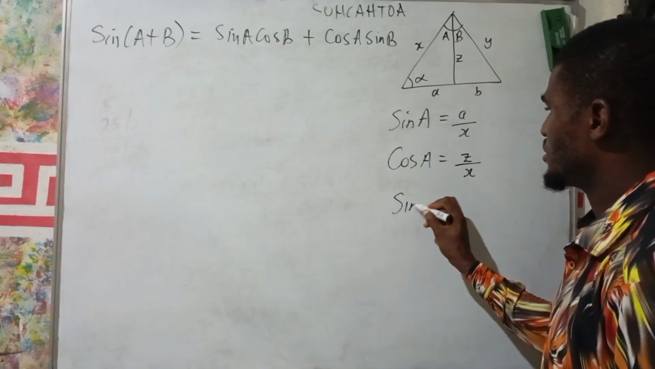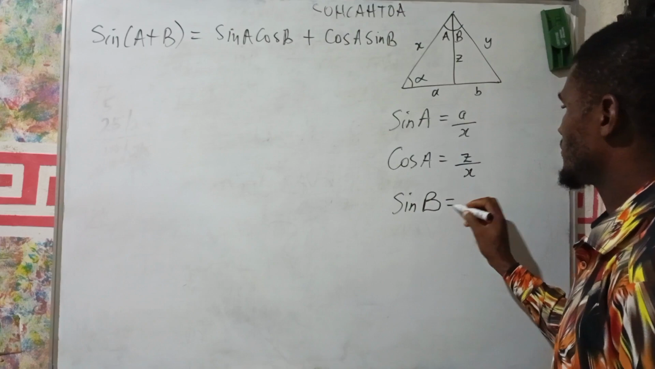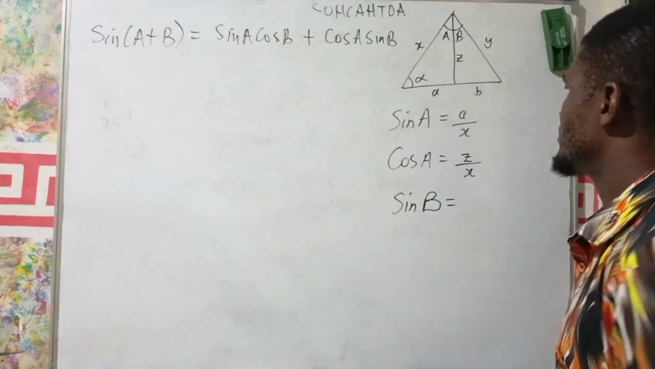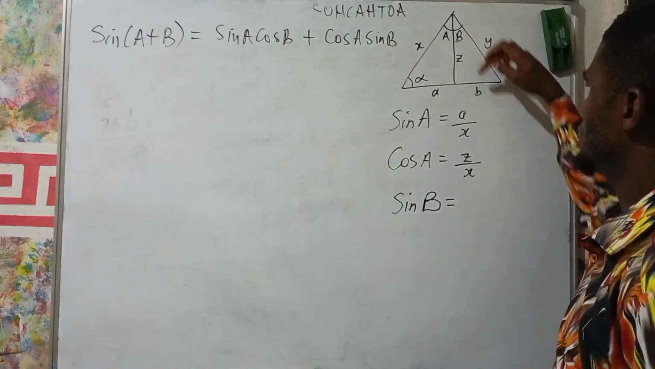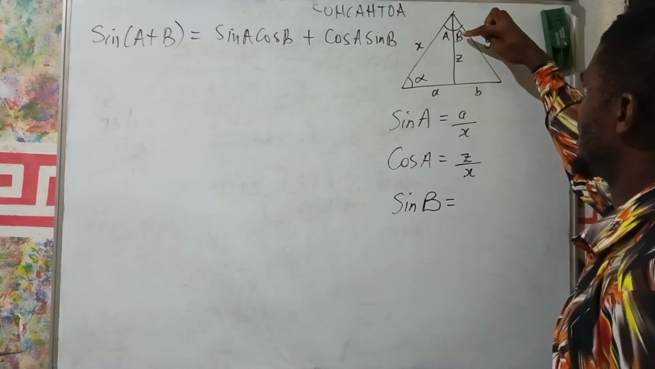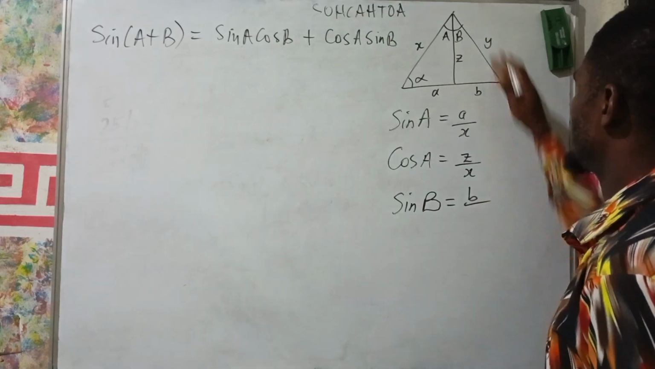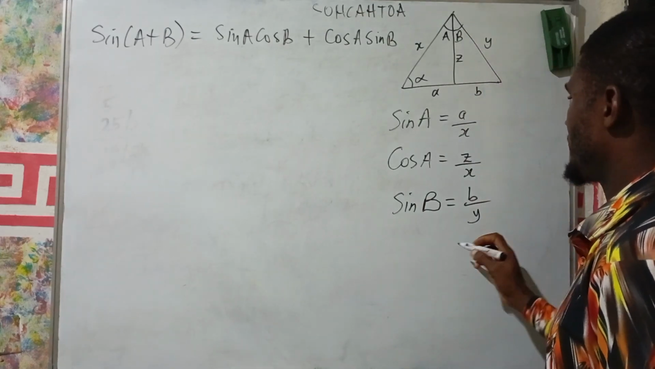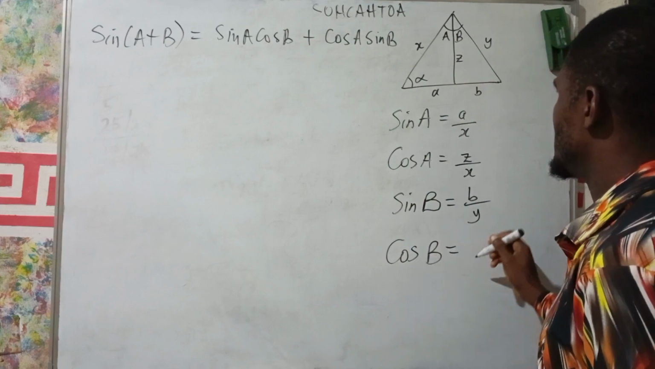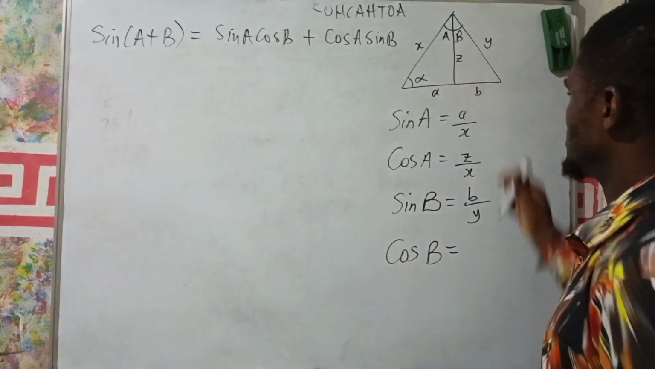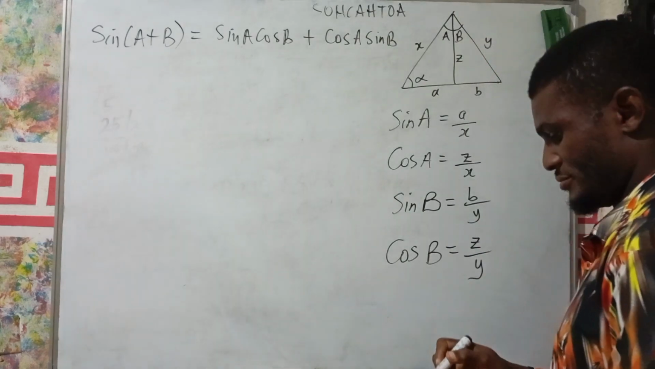Now also we need to find sine of B. Sine of the angle B would be opposite the angle here. The opposite is b, over the longest side, which is Y. And then cosine of the angle B would be the adjacent, Z, over the hypotenuse, which is Y.